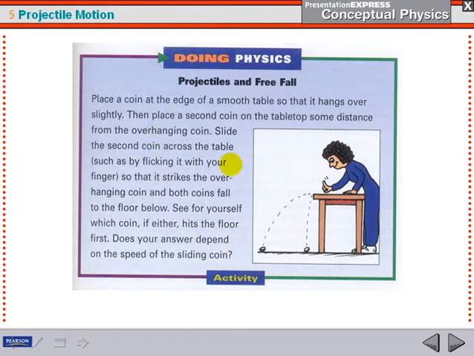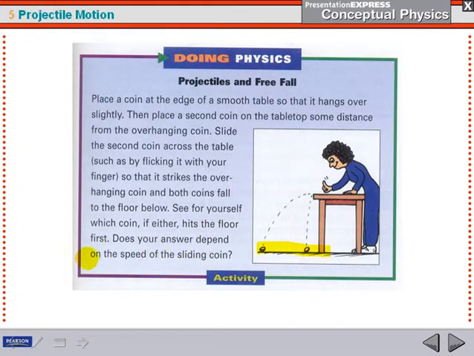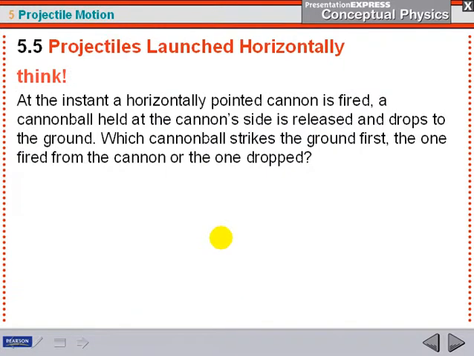Now here's a little activity. If you take two coins and put one right on the edge of the table, and take a second coin and flick it across the table so it strikes the coin that's overhanging, both of them should hit the floor at the same time. And on top of that, the speed of the sliding coin should make no difference at all.